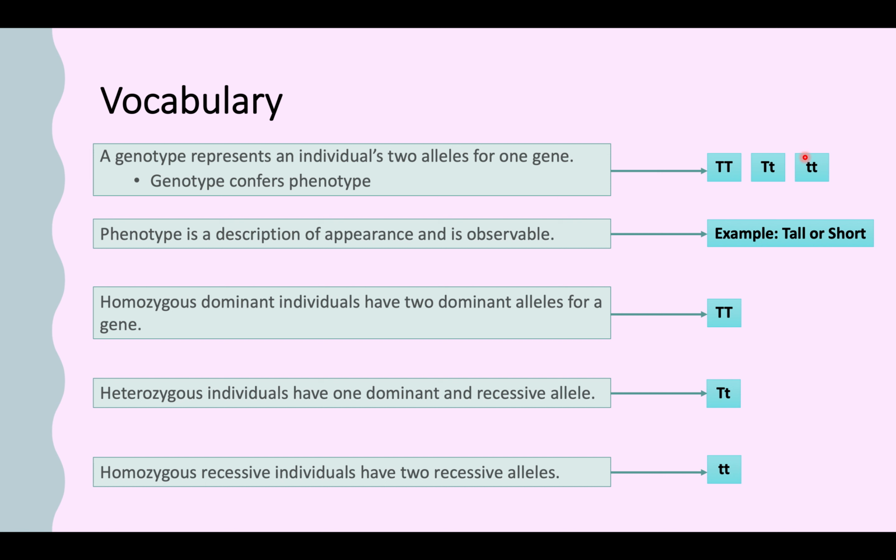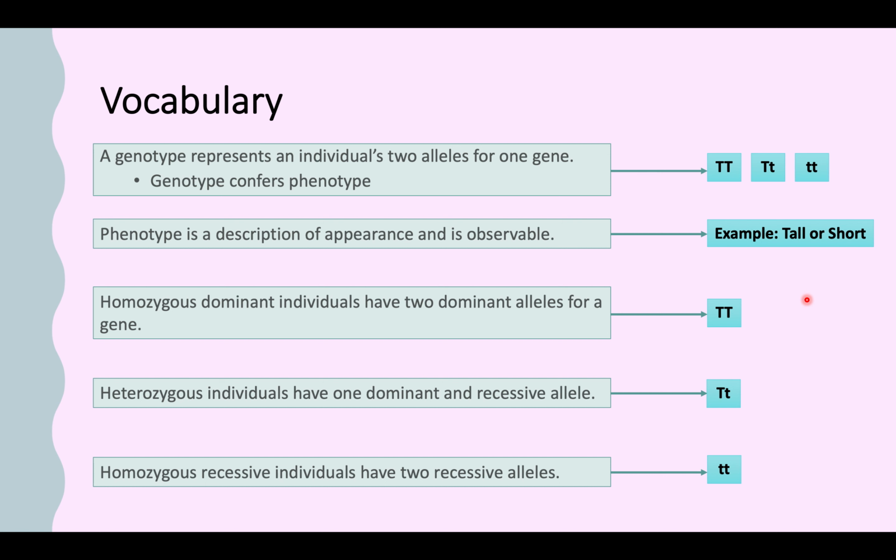And if we have 2 lowercase, we want to represent a recessive. So basically a genotype is going to represent which type of alleles an individual is going to be passing down. And then a phenotype is the description of the appearance and is observable. So it's what you actually see when, for example, running the experiment. So for Gregor Mendel's experiment, he saw tall and he saw short. So phenotype is what something looks like. Genotype is the genes and alleles found within.